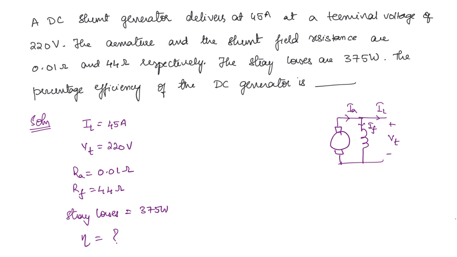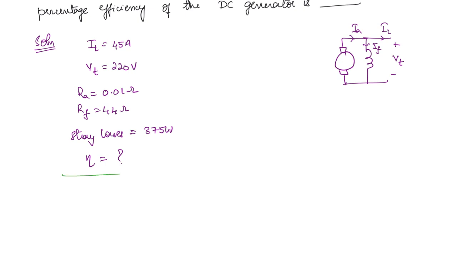Okay. So what information do we have here? It is a generator and the electrical output that it is giving, VT into IL. This is known. Okay. So we know the output power. So we want the losses so that we can find the input. Now losses will be, copper losses will be for the field winding as well as the armature winding, and also the constant losses. Okay. So the constant losses we can take as 375 watt. So you can first write down P output is equal to VT into IL. This is 220 into 45.